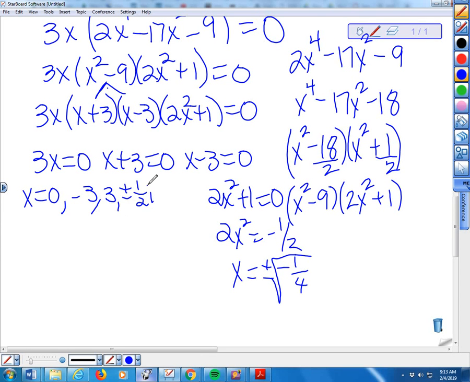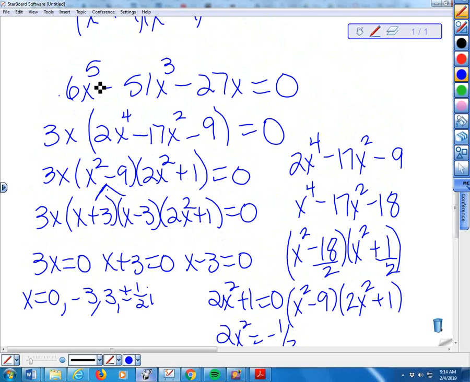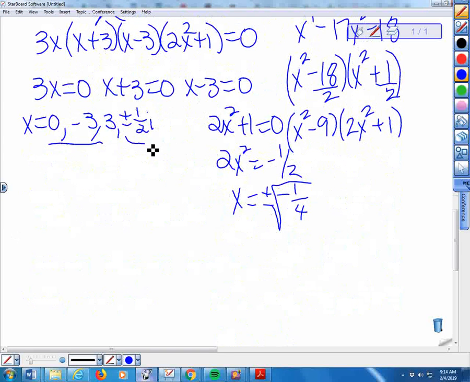Okay, so if I was asked to find the real solutions, there's only 3. Even though it started out with a 5th degree up here, we know there's 5 total solutions, but only 3 of these solutions were real, 2 of them are imaginary. I thought that was right.